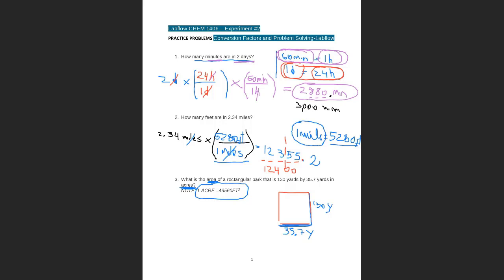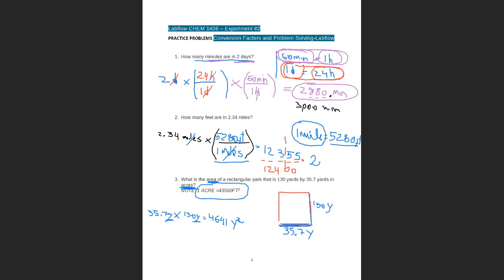Exactly, very good. So we start by doing 35.7 yards times 130 yards. And when I do that, I get a number that is 4641. And then here I have yard and here I have yards. So it's going to be square yards.